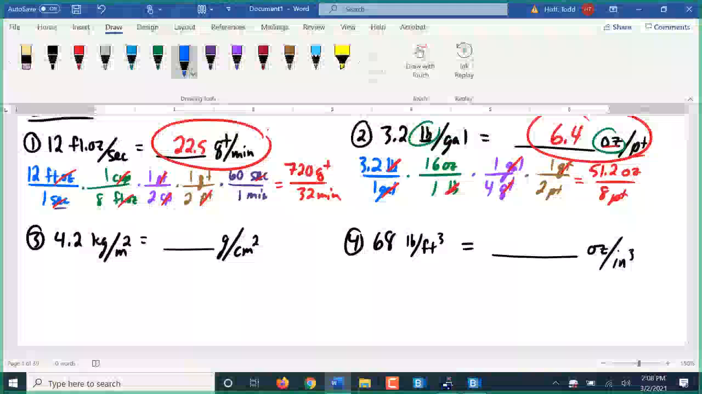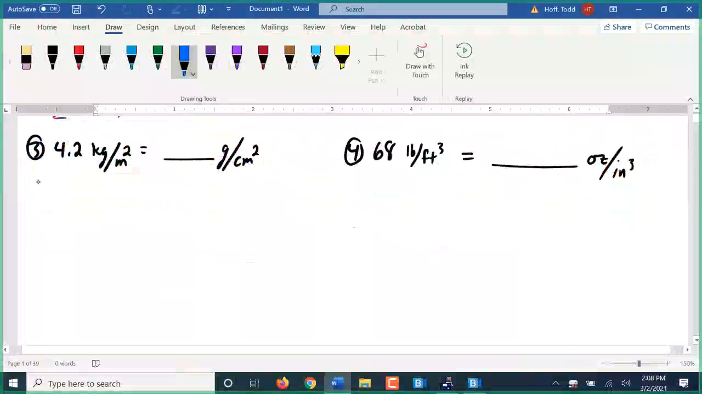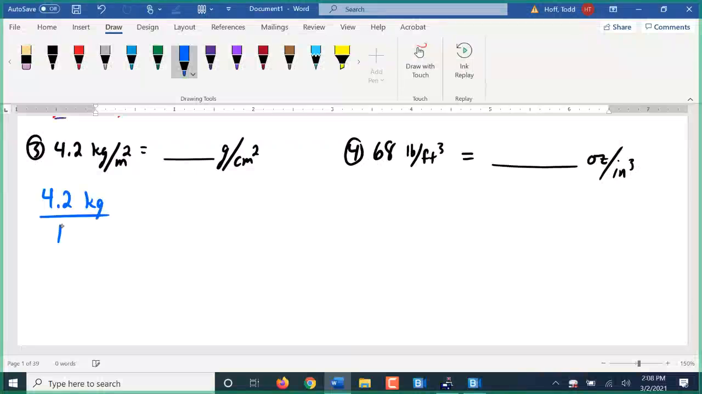Number 3, both units are metric, so it makes life a little easier on us. This is 4.2 kilograms per 1 meter squared. And I'm just going to move my decimal points to convert each unit separately. I want to change kilograms into grams. To get from kilograms to grams on my measurement chart, it is 3 spots to the right. So I move my decimal point 3 places to the right. I have to add in the zeros to make it fit. That's 4,200 grams.